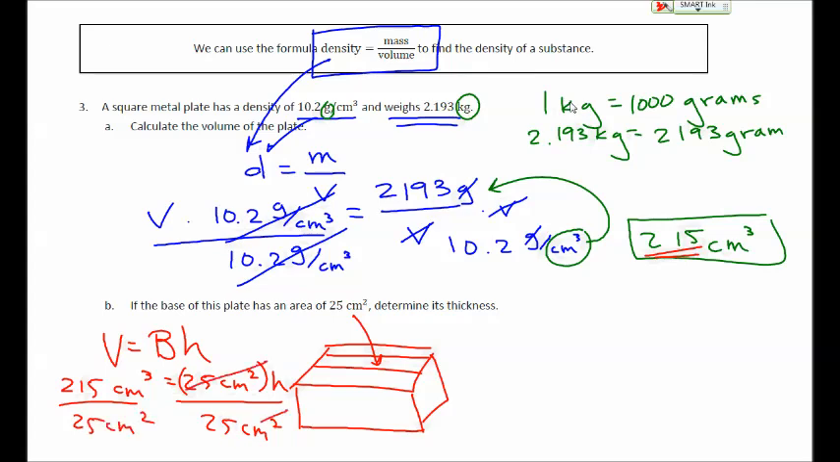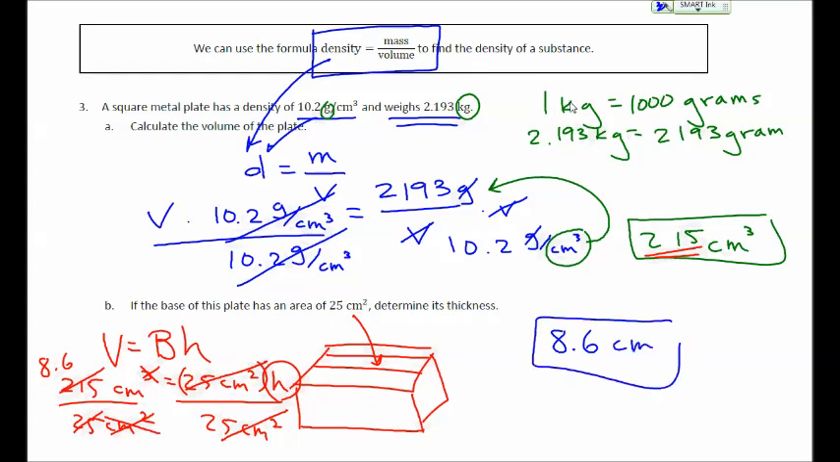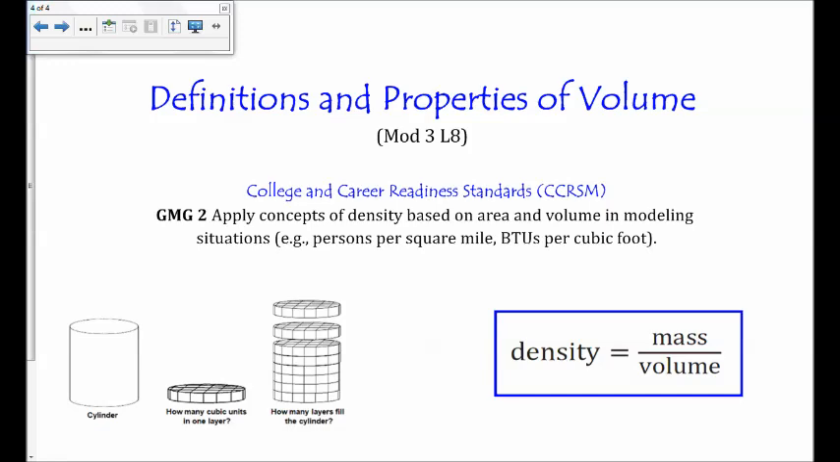And this cancels with this, which leaves me with just the height. And over here, 215 divided by 25 is 8.6. And then with the units, 2 of these centimeters cancel with 2 of these, and I'm left with 8.6 centimeters, which means there's 8.6 layers of 25 cubic centimeters, or that the thickness of that plate is 8.6 centimeters. And that's it.